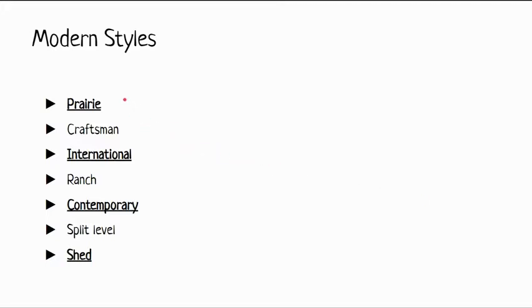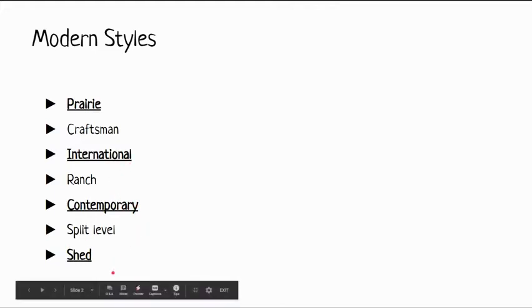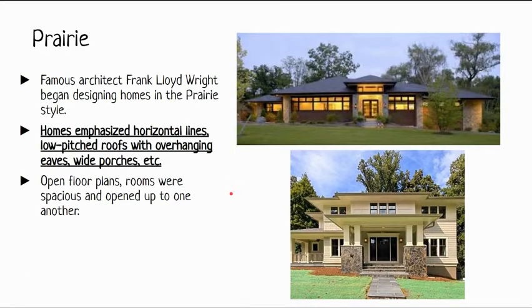So we're going to be looking at the prairie, the craftsman, also known as the bungalow, international, ranch, contemporary, split level, and the shed. So it sounds like a lot, but we've had a ton of different styles introduced rather quickly. So for the first one, it's a prairie style.